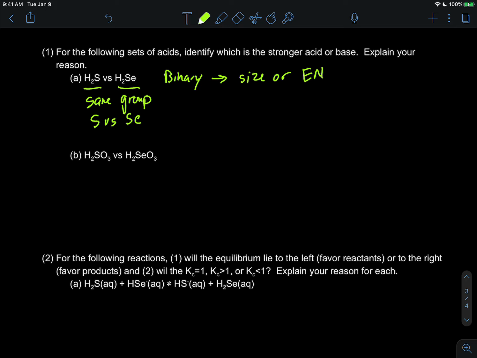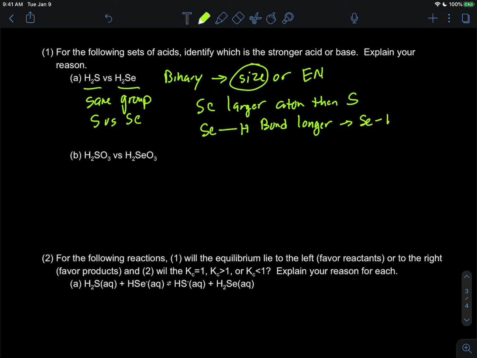So when we're comparing things in the same group, size is going to be the most important factor when we're looking at strength of acids. And what we notice is that selenium is a larger atom than sulfur, just looking at our periodic trends. Because it's a larger atom, the selenium-hydrogen bond is longer, which means the selenium-hydrogen bond is weaker, and that means that this would be overall a stronger acid.